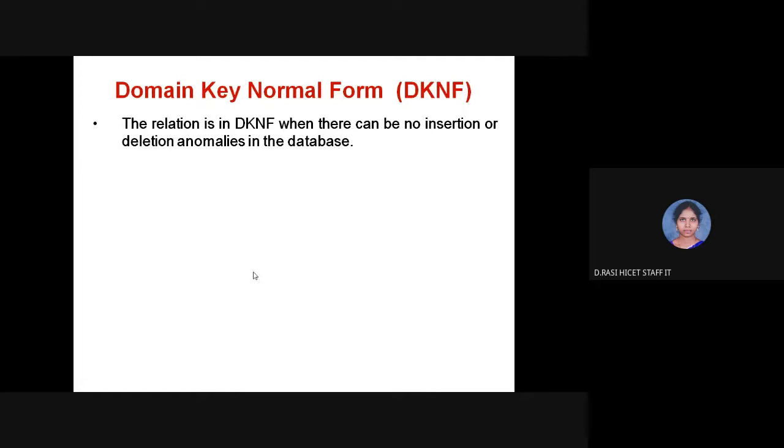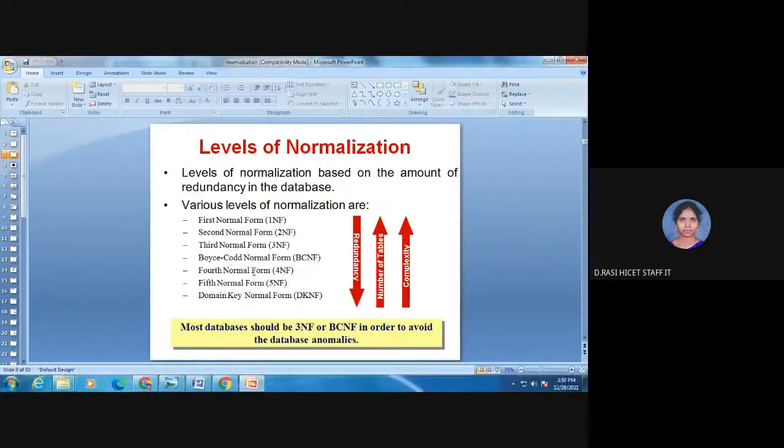And domain key normal form: if there is no insertion or deletion anomaly in a table, then the particular relation is said to be in domain key normal form. Okay. So I think I have covered your normal forms. From the next class, we are going to learn about file organization, indexing, transactions, and concurrency control in depth, followed by GATE coaching and previous year question papers belonging to database management systems. We will discuss that too. Okay.